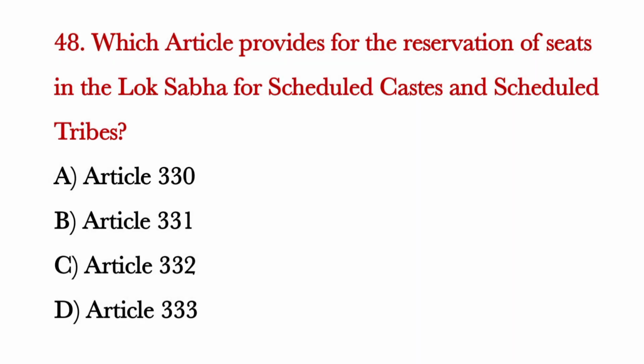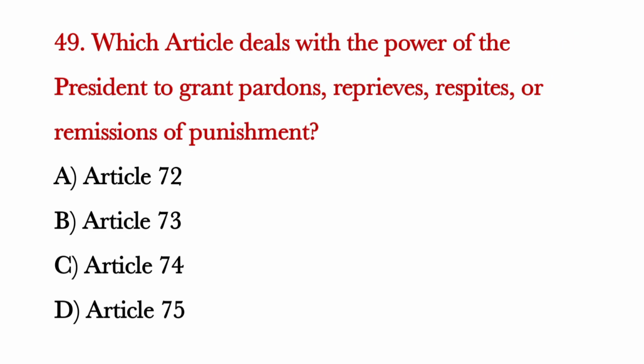Which article provides for the reservation of seats in the Lok Sabha for scheduled caste and scheduled tribes? Correct answer is option A, Article 330. Which article deals with the power of the President to grant pardons, reprieves, respites, or remission of punishment? Correct answer is option A, Article 72.